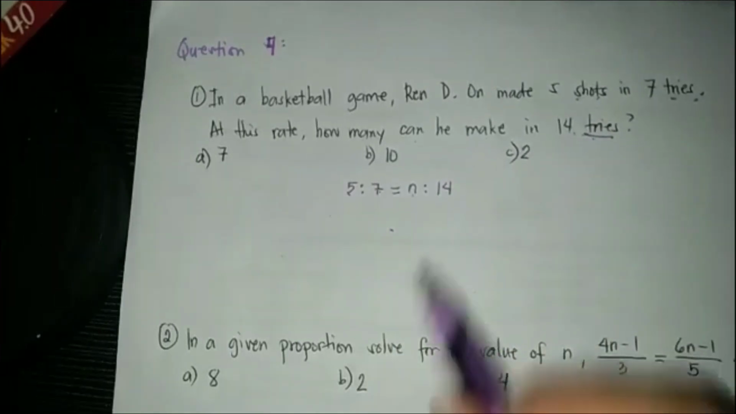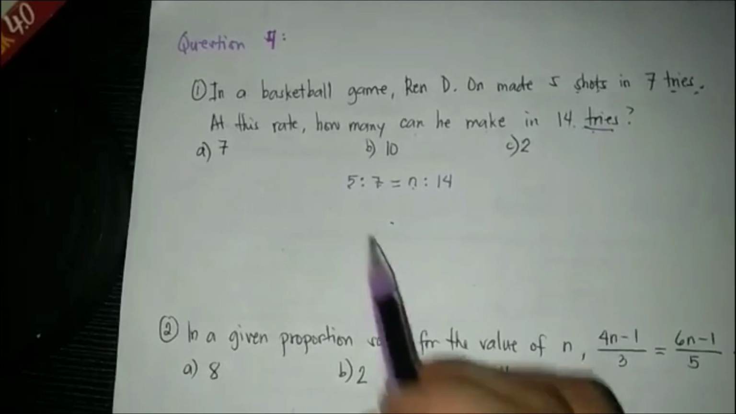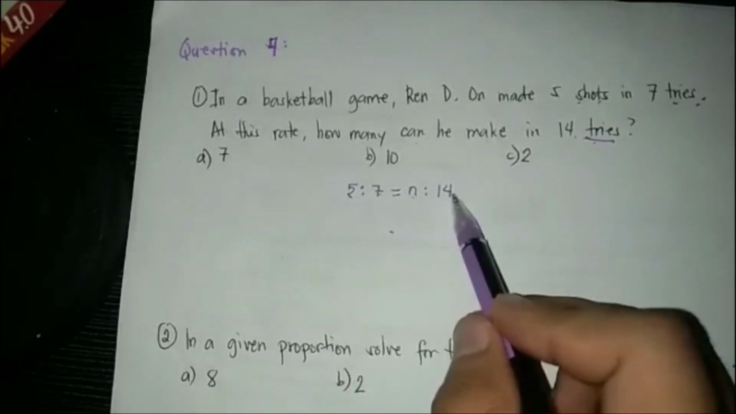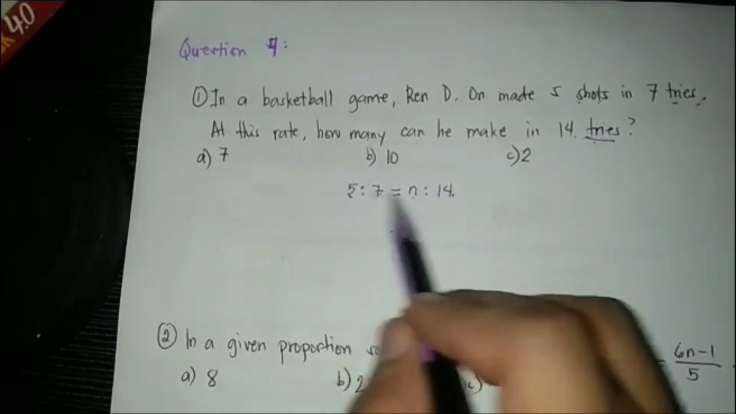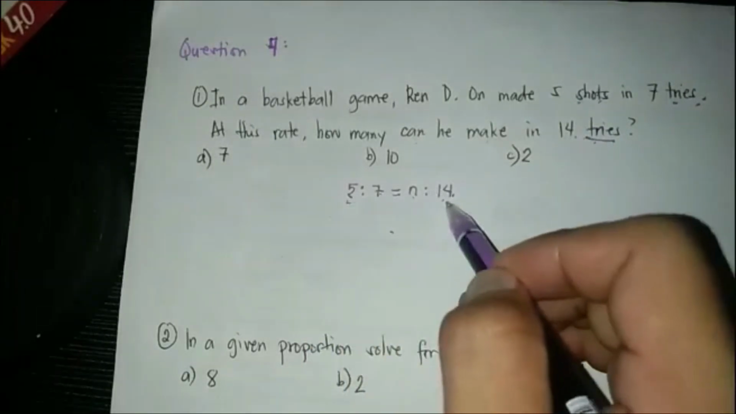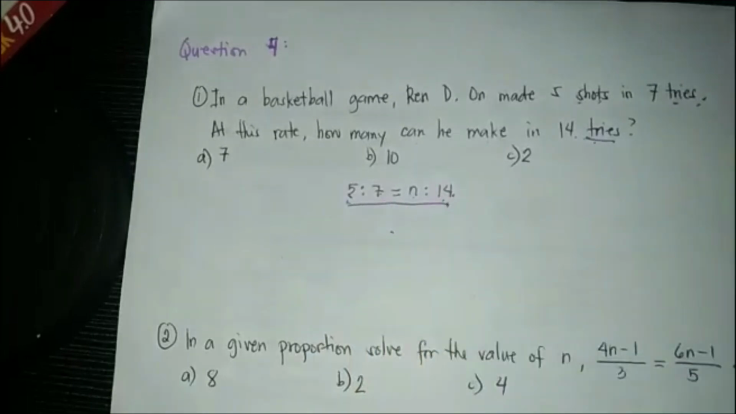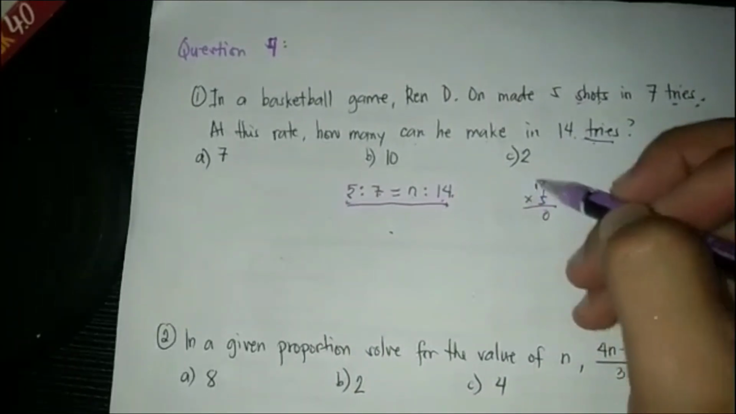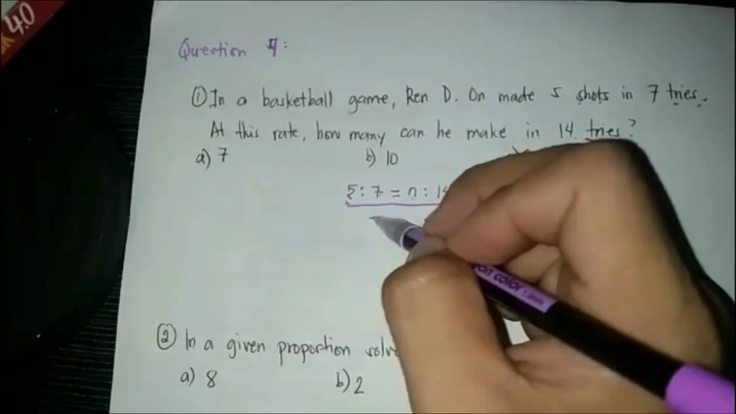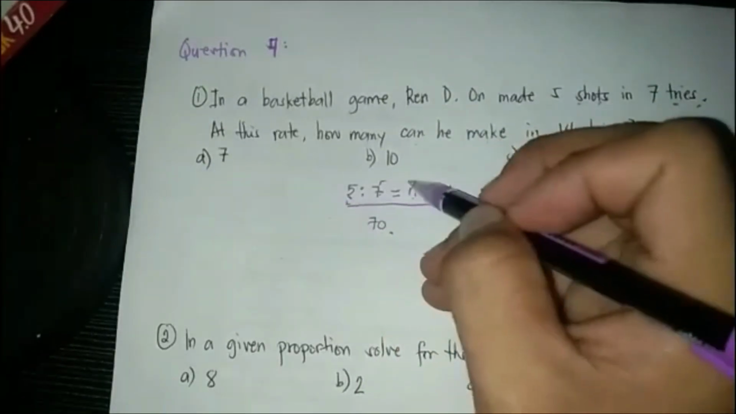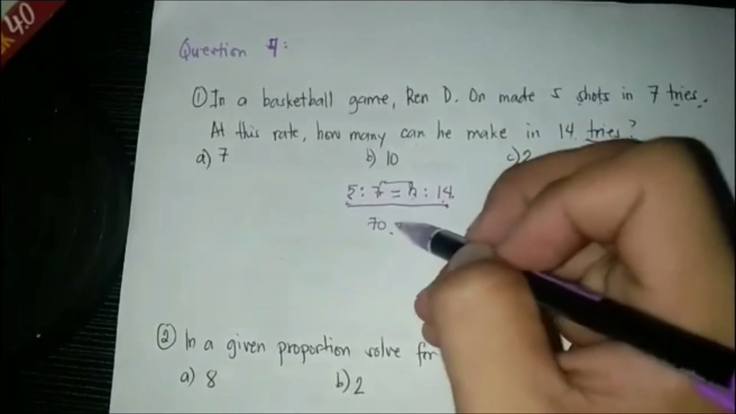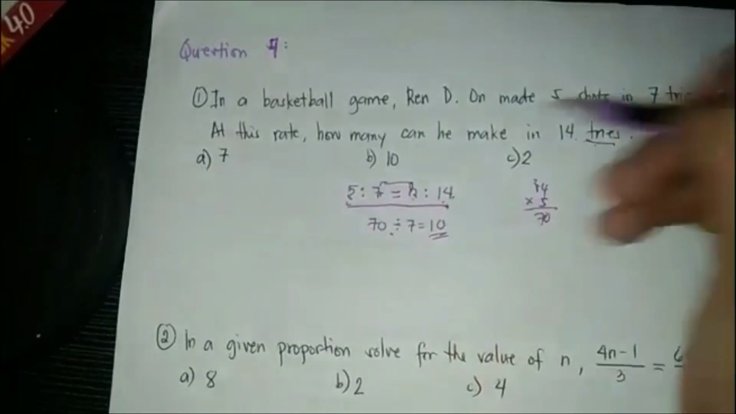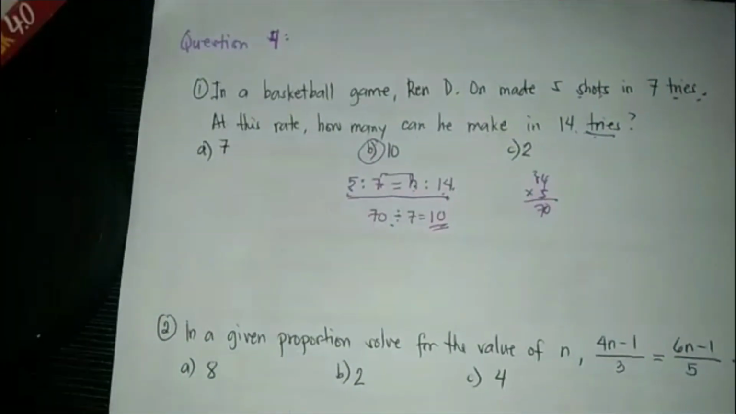Since naka-colon form yung gamit natin, tingnan natin kung ano yung kompleto. Kompleto dito yung extremes. So 5 times 14 ang sagot. 14 times 5, so 70. Yung kulang yung means, 7 tsaka n. So i-divide natin yan sa 7. Yung sagot is 10. Okay, letter B.